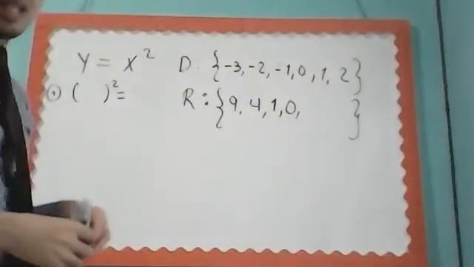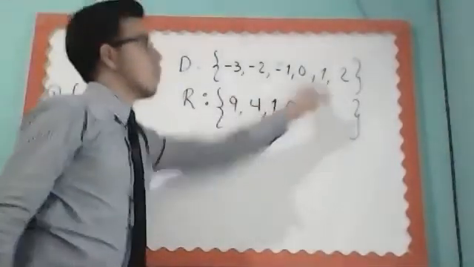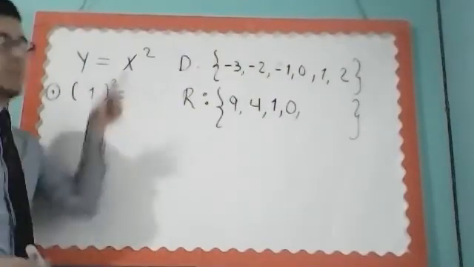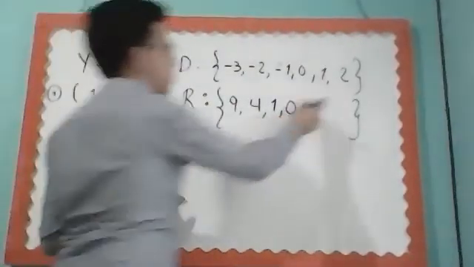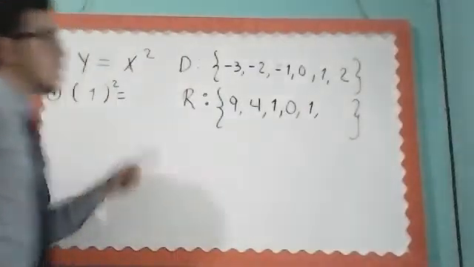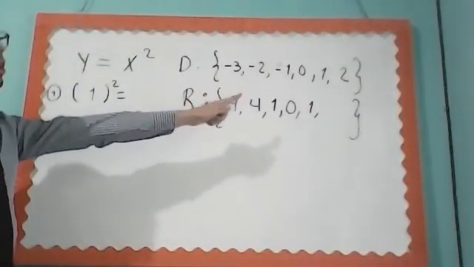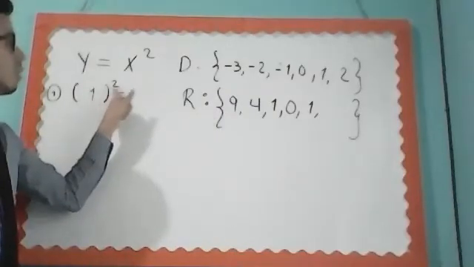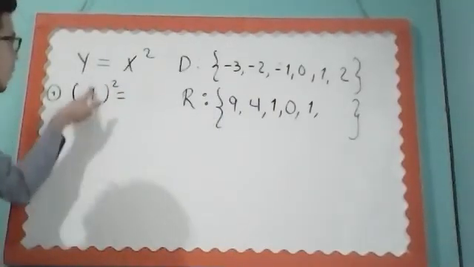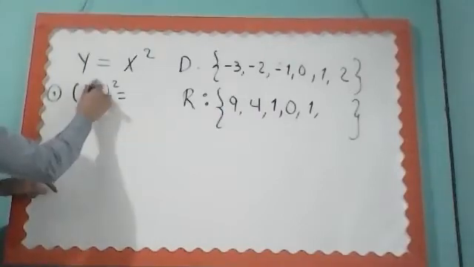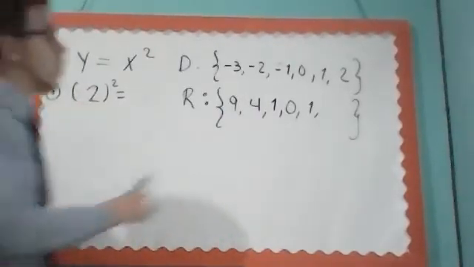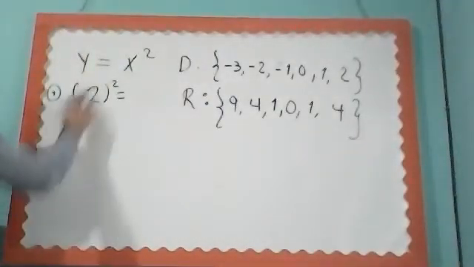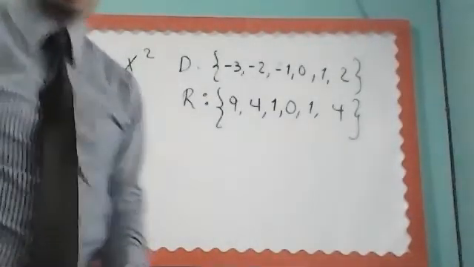Okay, what happens in the next part? When I write 1 squared, 1 times 1 is 1. The only number that is going to change is 2. When you have 2 to the power of 2, you are going to have 4. 2 times 2 is 4. So this is the function I was evaluating, right?